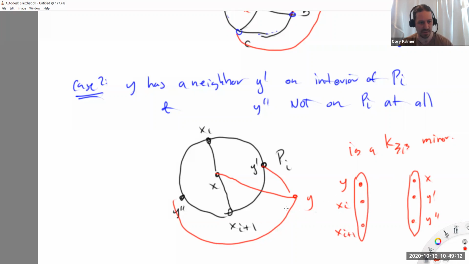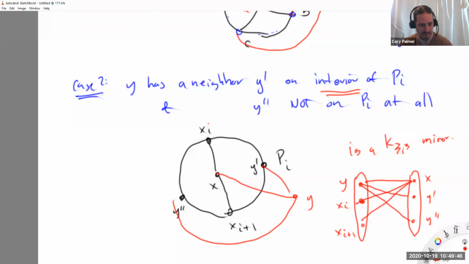So 6 vertices. Y prime is on the interior of PI, so it's not equal to XI or XI plus 1, right? That's crucial that it was on the interior. If it was just on PI, then it might have been equal to those two things. I want to have 6 distinct vertices. And then if you check here, between any 2 vertices, you either have an edge or you have a path that's disjoint otherwise, and that's clear, right? So X is adjacent to everything on the opposite side. Y is adjacent to everything on this side.